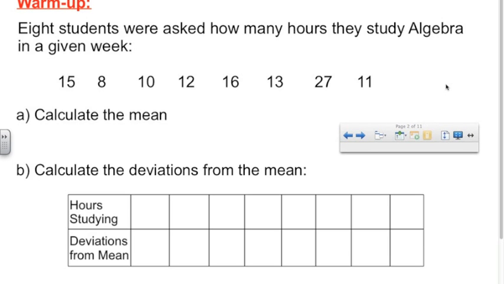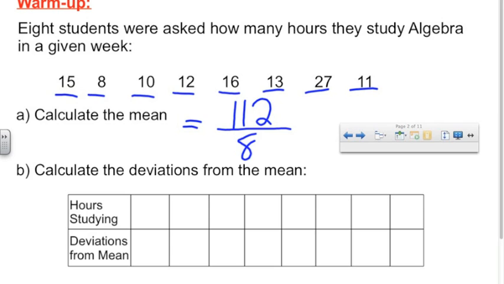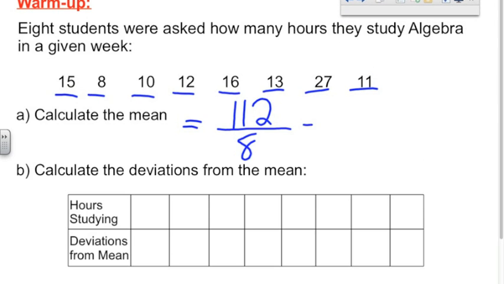Okay, so in part A, we're going to calculate the mean of these values, how many hours each student studies. So mean is the sum of all the values, which in this case, if we add them all up correctly, we should get a grand total of 112. Adding up each individual number here, 15 plus 8 plus 10, and so on. And then we're dividing by however many values we have. In this case, we have 1, 2, 3, 4, 5, 6, 7, 8 values. Okay, so that's the setup. If we divide correctly, we will get a mean. Remember the symbol for mean, the x with a little bar on top, of 14.